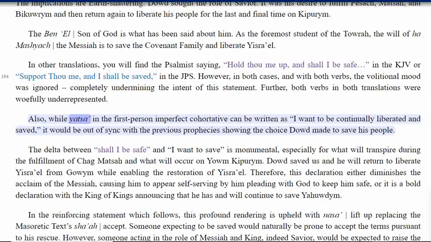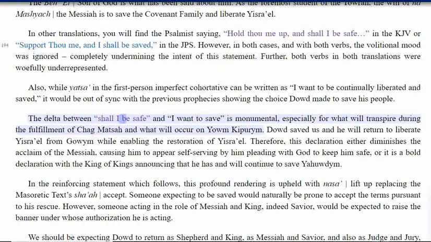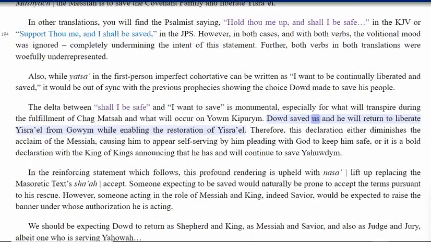Also, while Yatsa in the first person imperfect cohortative can be written as I want to be continually liberated and saved, it would be out of sync with the previous prophecies showing the choice Dowd made to save his people. The delta between shall I be safe and I want to save is monumental, especially for what will transpire during the fulfillment of Chag Matzah and what will occur on Yom Kippurim. Dowd saved us and he will return to liberate Yisrael from Gaum while enabling the restoration of Yisrael.